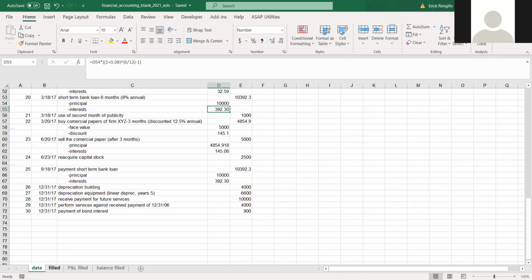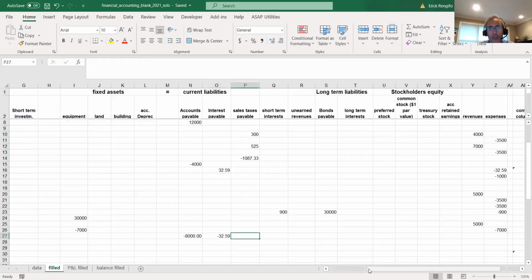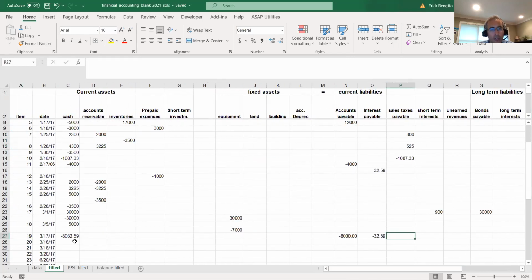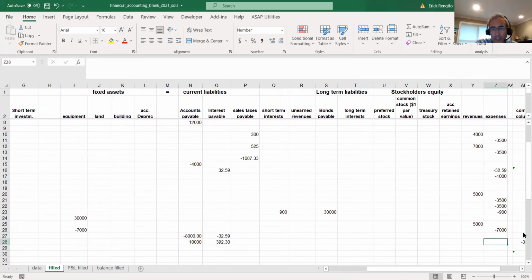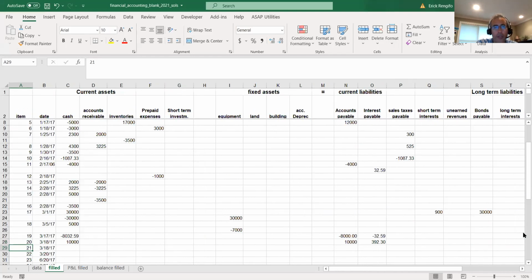Okay, so let's do this. What I will do is I will receive $10,000. So this increases my accounts payable by $10,000. But also I will have interest payable for 392.3. And immediately, guys, as soon as we recognize this one here, this is going to be an expense, 392.3. Questions?